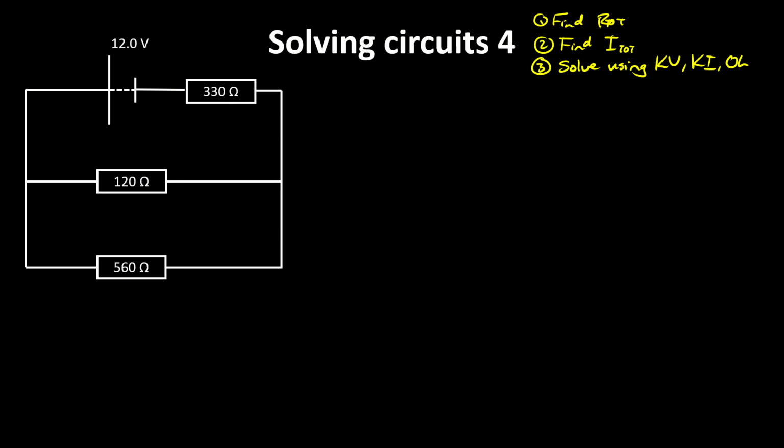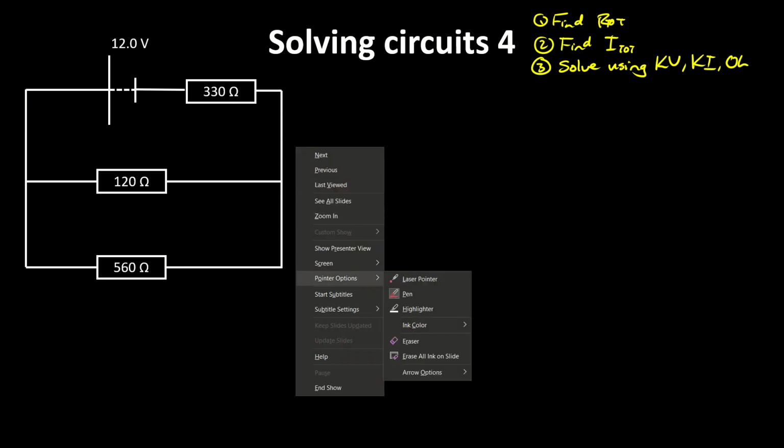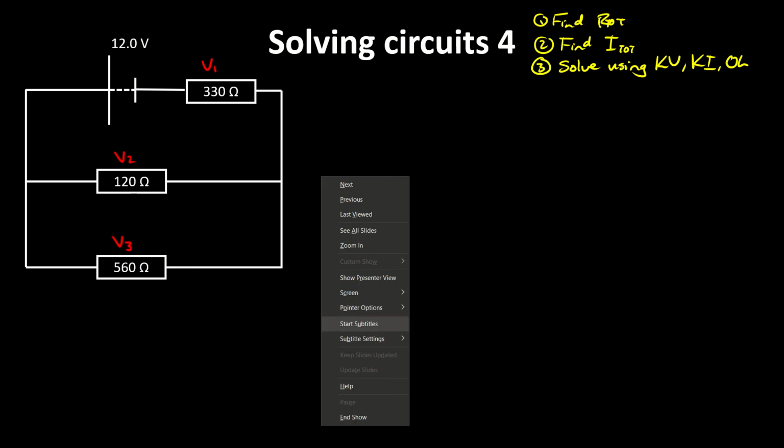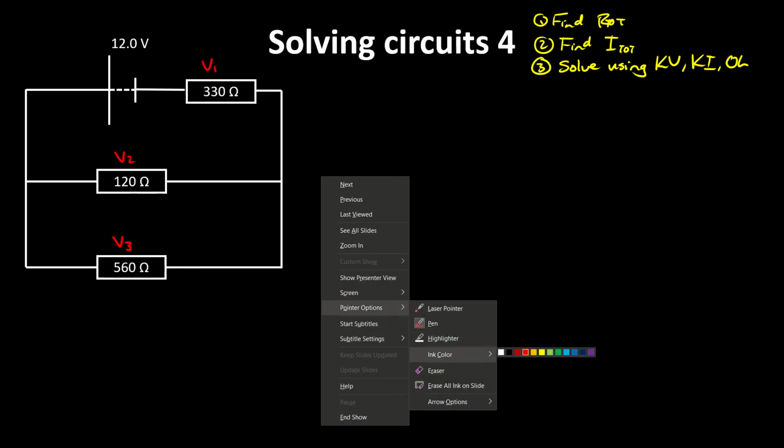So I'm actually going to label some things here quickly, just to make it easier. I should have done it on the previous one to make it a little bit easier. I'll call this one V1, V2, V3, the 3 voltages, and I'll label some currents in a different color.